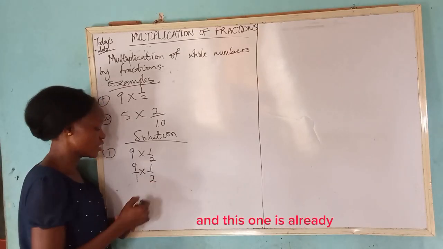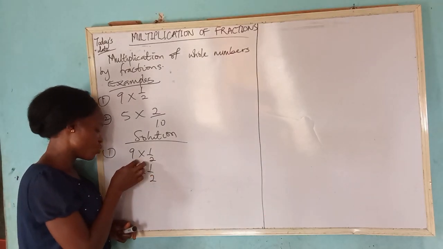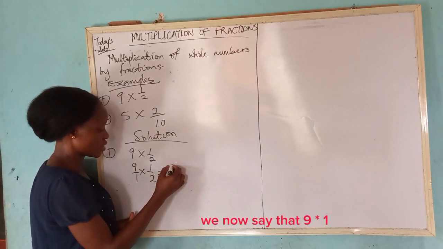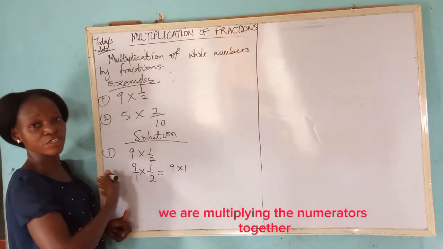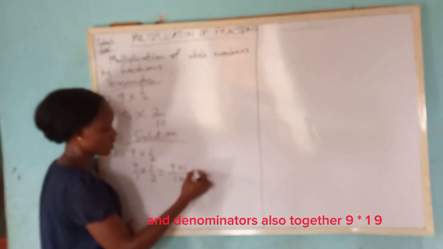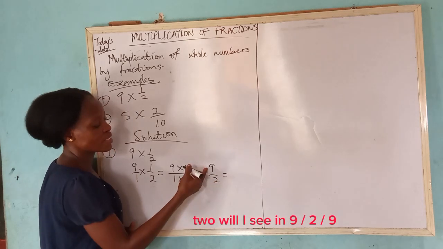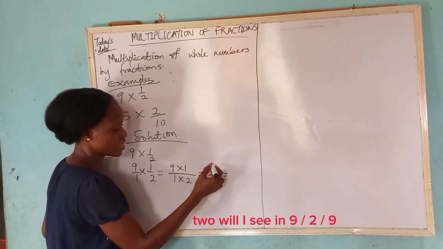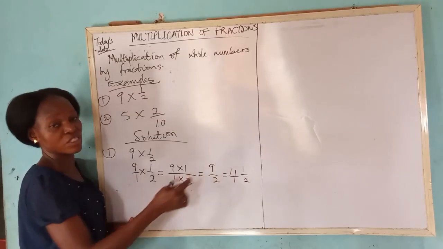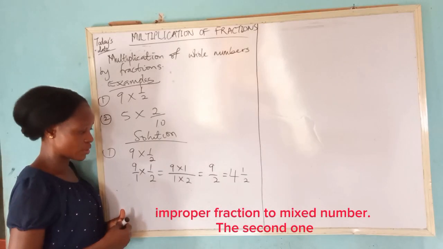And this one is already a fraction. So like this, both now have a numerator and a denominator. We multiply the numerators together and the denominators also together. 9 times 1 is 9, 1 times 2 is 2. How many 2s will I see in 9? If I divide 9 by 2, it will give me 4, remainder 1, so it remains 1 over 2. We've done this when we were converting improper fractions to mixed numbers.